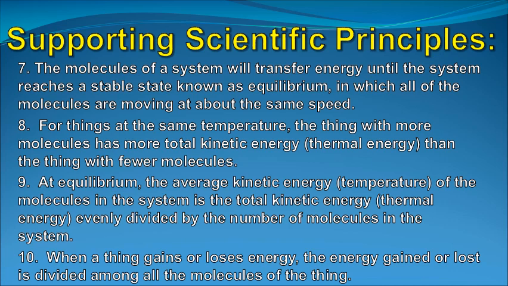For number 8, for things at the same temperature, the thing with more molecules has more total kinetic energy or thermal energy than the thing with fewer molecules. Number 9, at equilibrium, the average kinetic energy, so the temperature of molecules in the system, is the total kinetic energy or thermal energy evenly divided by the number of molecules in the system. And number 10, when a thing gains or loses energy, the energy gained or lost is divided among all the molecules of the thing.